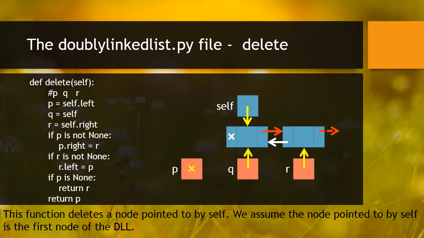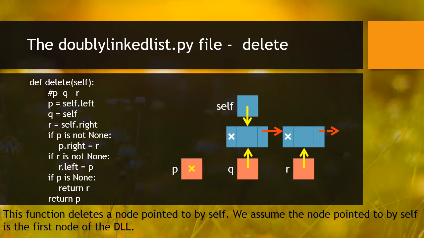R dot left is P. Make the left of R point where P points. But P is none. It does not point to anybody. So the left of R becomes none.